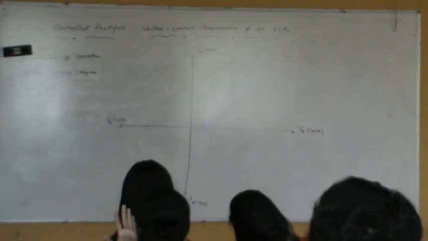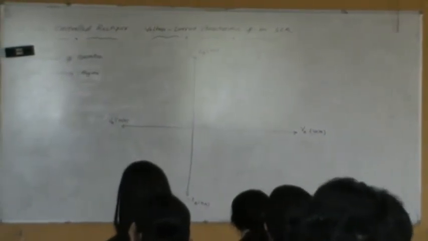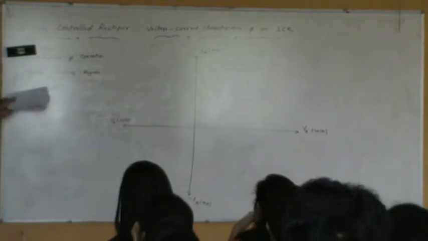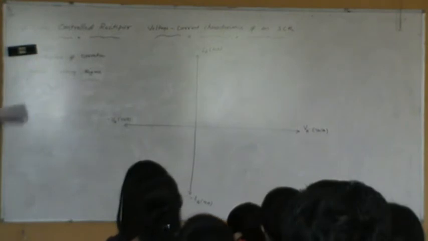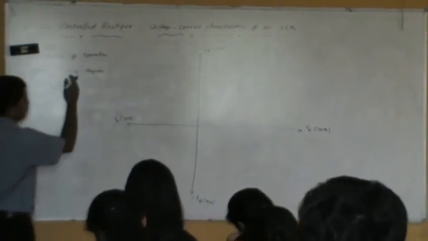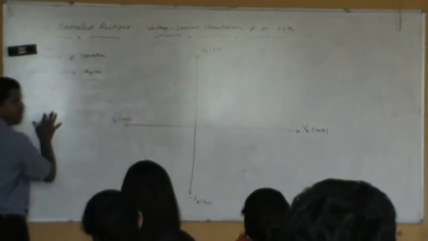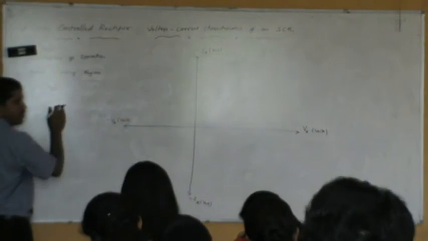From examination point of view, they may ask you the construction of an SCR, or another possibility is they may ask you the voltage current characteristics. We explain it in examination. We can explain the working of the voltage current characteristics by drawing these curves, and along with this, at least a few points you can write in each one of these regions.